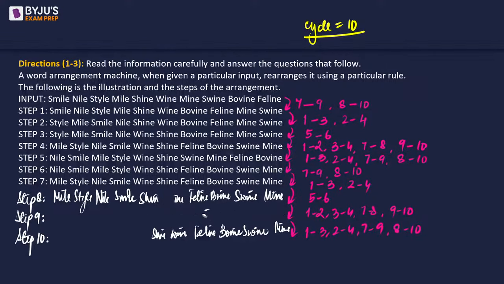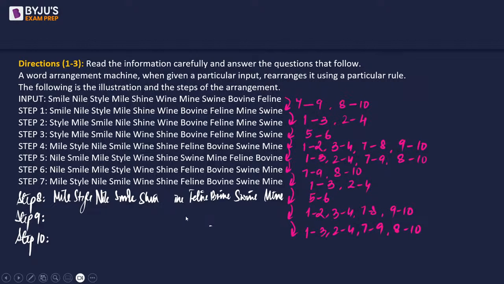साइकिल अब कंप्लीट हो जाना चाहिए बिकॉज मिडिल टू वैल्यूज चेंज हो रहे थे. अभी साइकिल देख लेते हैं. सो इट वाज शाइन एंड वाइन. Now, when 1 and 2 are going to interchange, we will have style and mine here. We will have 3 and 4 getting interchanged, smile and Nile. Shine and wine will remain as such.